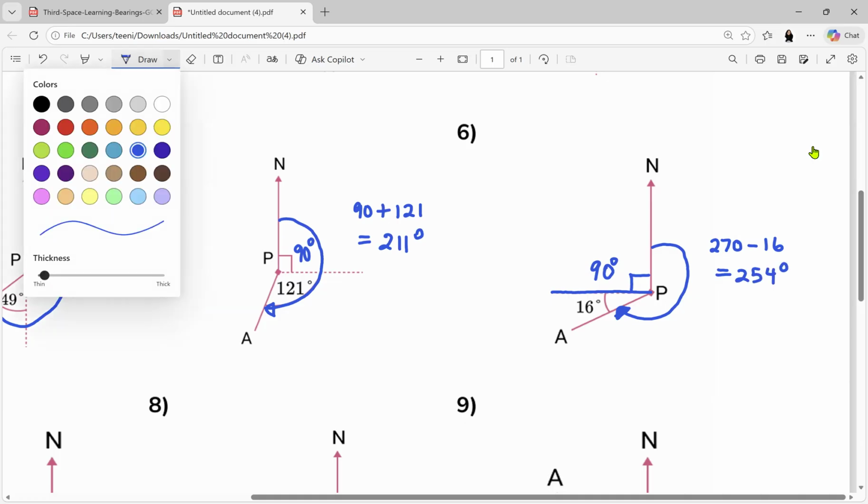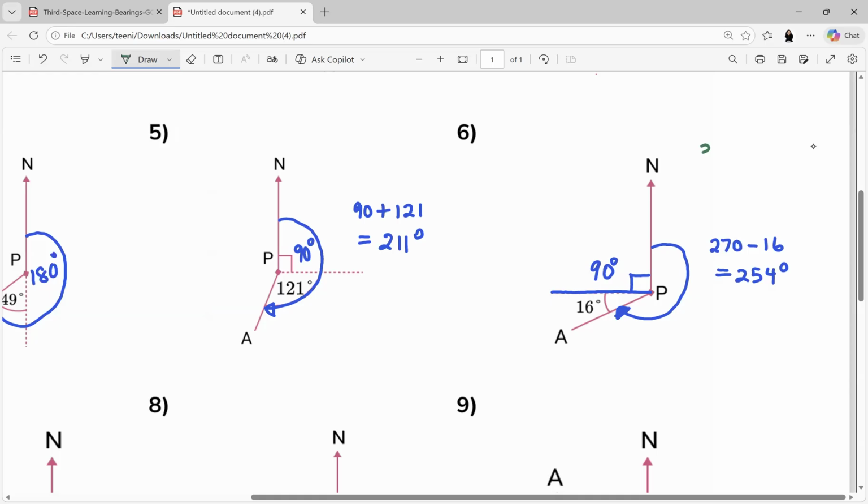The other way to do it would have been to say 360 minus 90 plus 16. So 90 plus 16 is 106. So this angle, if you're using the 360 degrees, it'll be 360 take away 106, and that gives me 254 degrees. So whichever way you chose to solve it, you're still going to get 254.